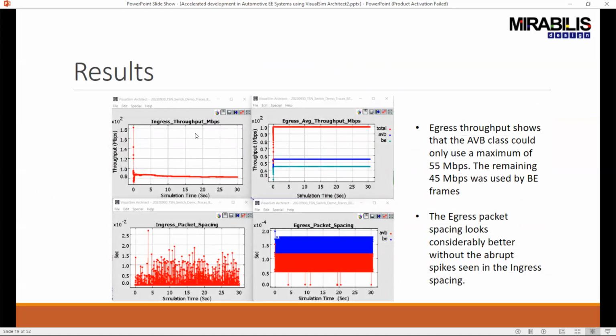We could see the ingress throughput at an average of around 80 to 90 Mbps, and this is just for the TSN or the A/B packet. At the output side, we could see that the A/B class has a dedicated 55 megabits per second, and the remaining 45 megabits per second were used by the best effort frames, because that was all that was available for them. The egress packet spacing also looks considerably better, because on the ingress side there are a lot of spikes, but on the egress side it is moderated.